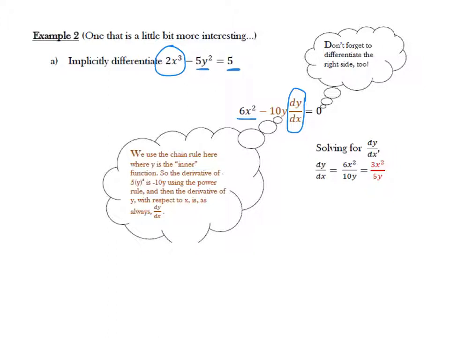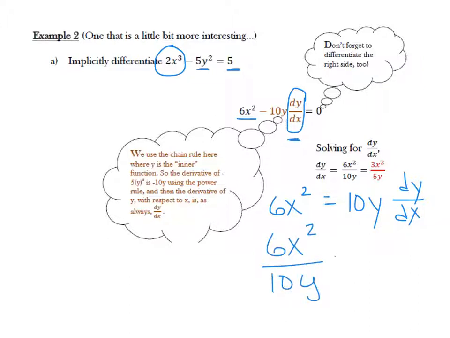And so then to actually get my derivative, I need to solve for dy/dx. So I added my 10y dy/dx to both sides. I didn't show that here, so I'll show you those steps just in case. So that equals my 10y dy/dx. And to get dy/dx by itself, I divided both sides by 10y. And then I can simplify. So I have 3x squared over 5y is my derivative.